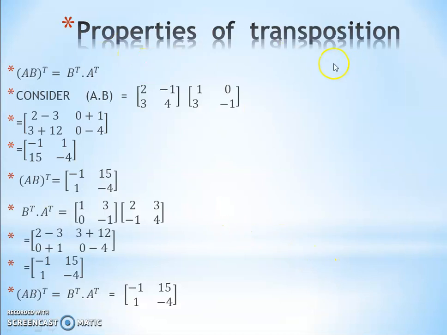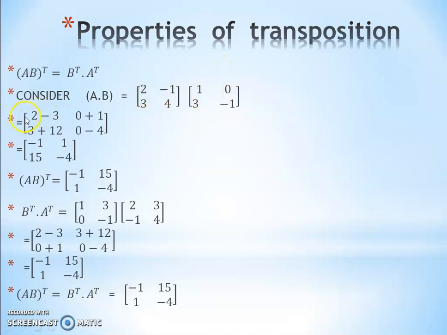Now the next property of transposition: (A into B) raised to T is equal to B raised to T into A raised to T. So we have to consider A into B. AB is given by 2 minus 1, 3 4, and 1 0, 3 minus 1. We know that the multiplication is not direct; we have to take row into column.